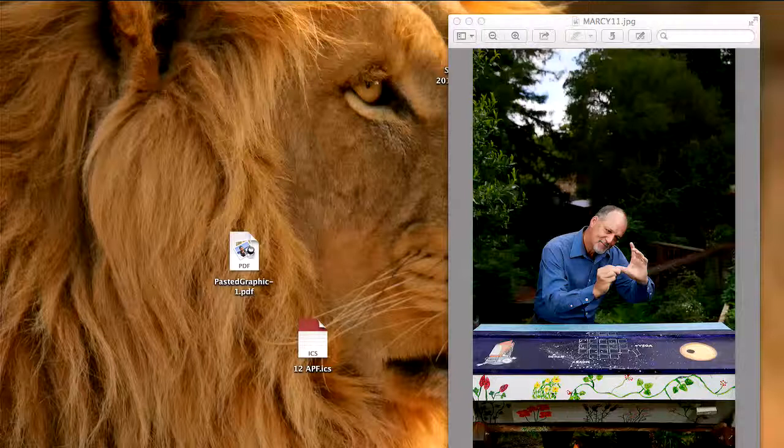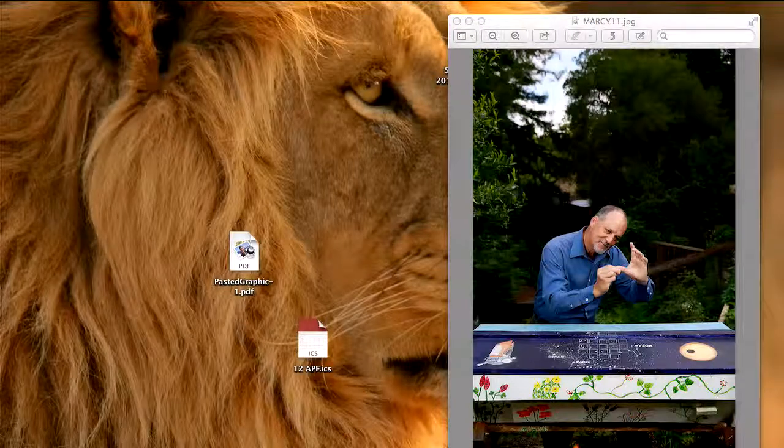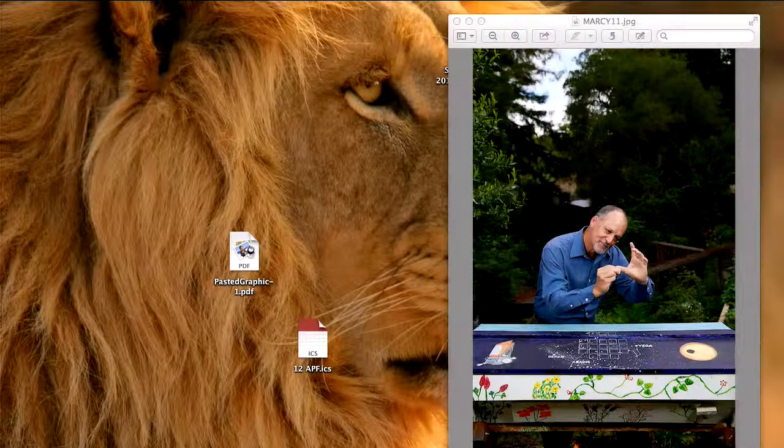Hey, there's a picture of me. That's pretty exciting. And that's a picture of me in front of a beehive, and the bees are in trouble, but that's another story.